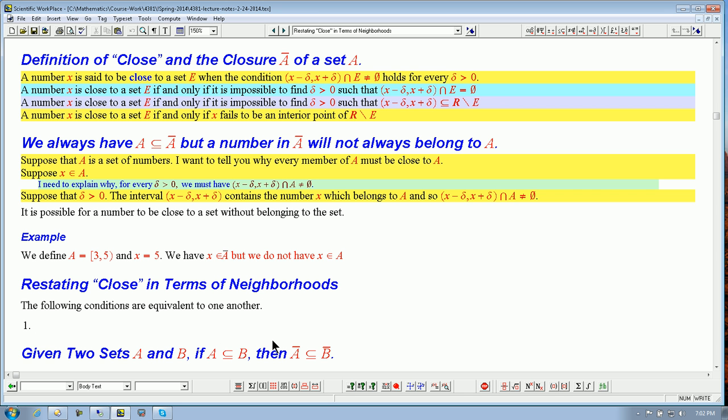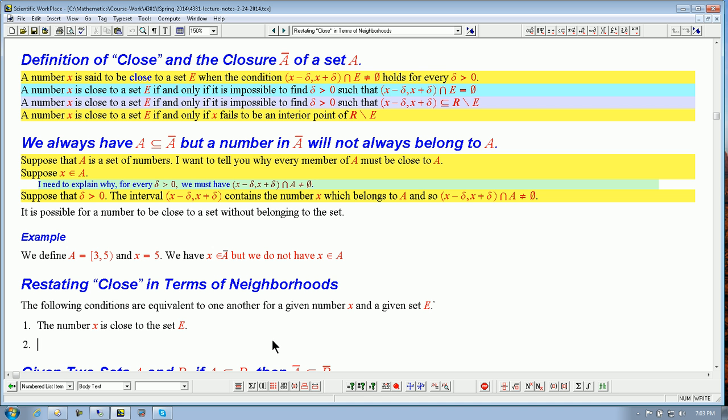I think it'll be easier to state 1 and 2 if I pose my symbols first. For a given number X and a given set S. Let's call it E. Okay. 1. The number X is close to the set E.